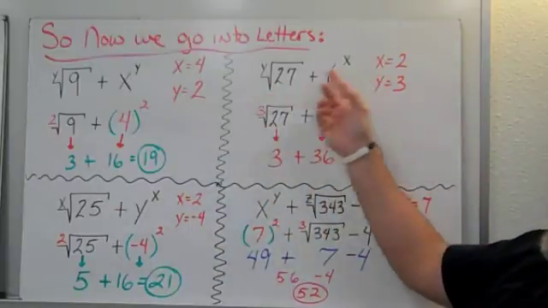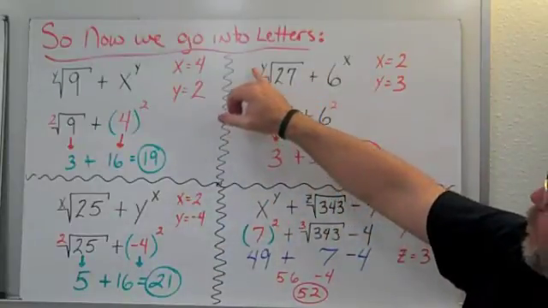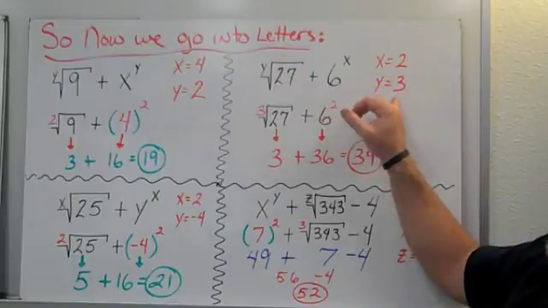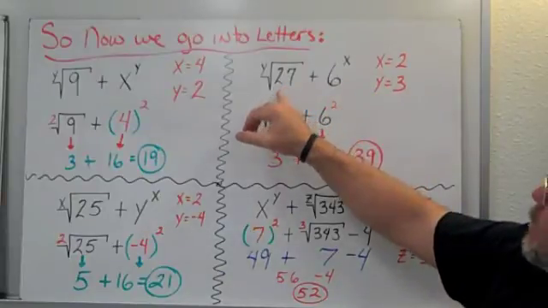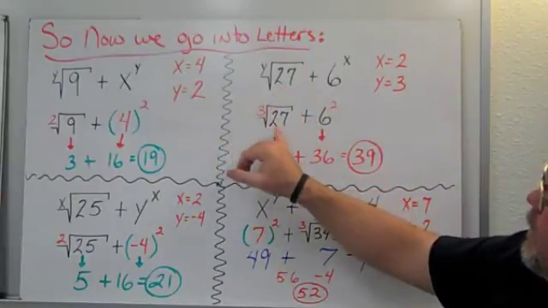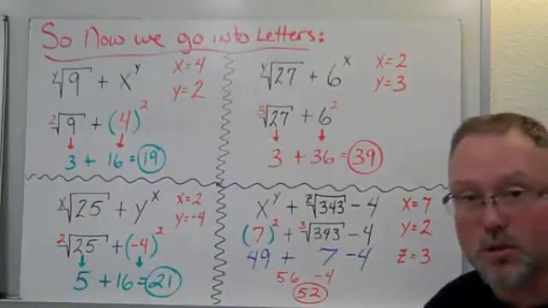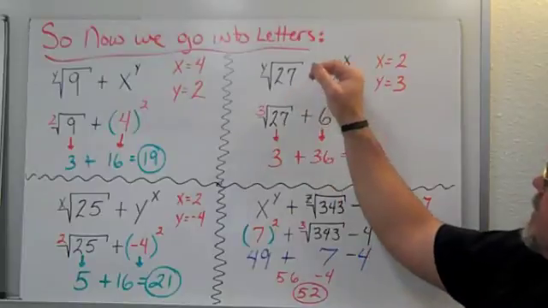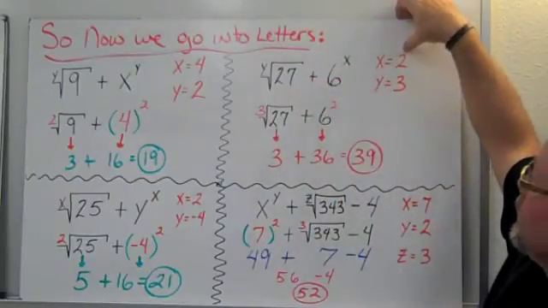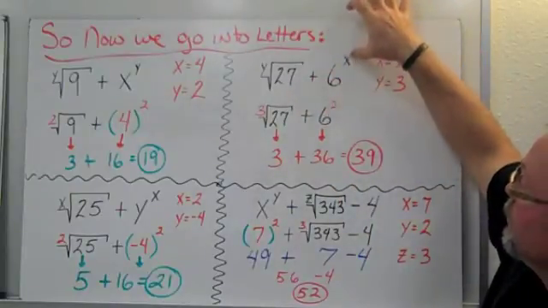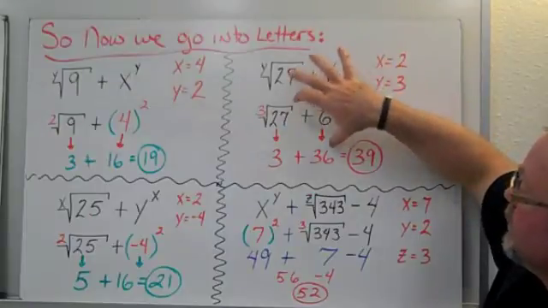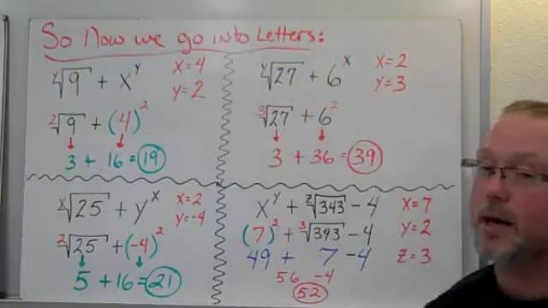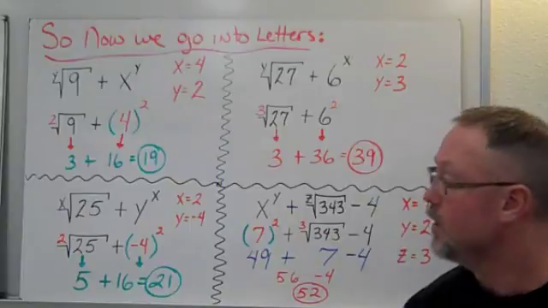So if we look at this expression over here, we have a y. We say that the y is equal to 3. And so we put in the 3 for the y. So it's the cube root of 27, which gives us 3. We have 6 to the x power, x being 2. So we're going to put the 2 in for x. 6 squared gives us 36. And again, we combine them at the end to give us 39.